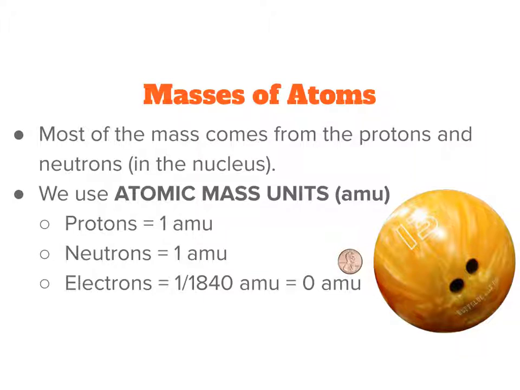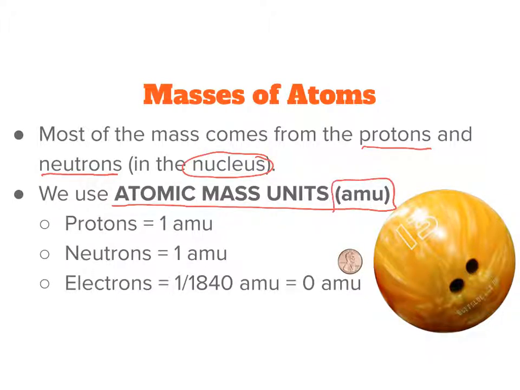So the masses of atoms, most of the mass comes from protons and neutrons, and we talked about this in our last section. Remember, the protons and neutrons are in the nucleus. So when we talk about mass, we're really talking about how much does the nucleus weigh. To do this measurement, we're going to use atomic mass units, and the abbreviation for that is AMUs. So atomic mass units, it makes sense. It's the mass of an atom.